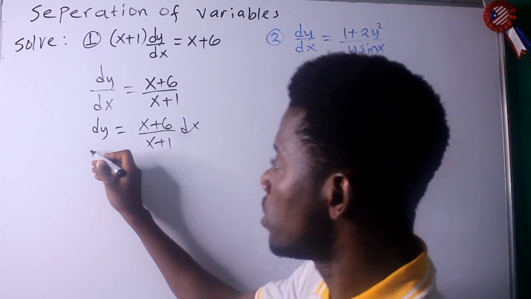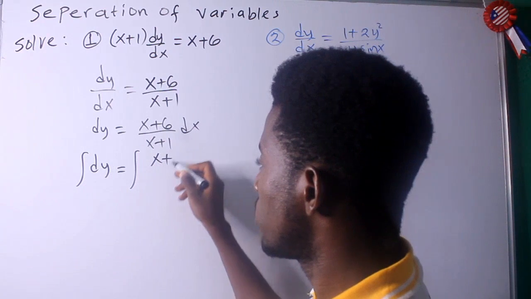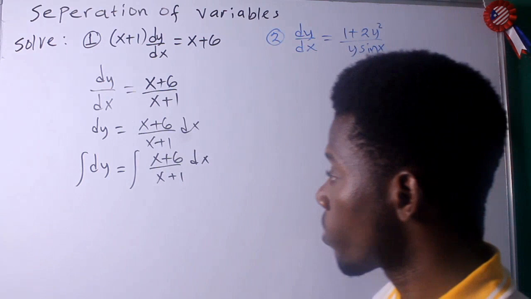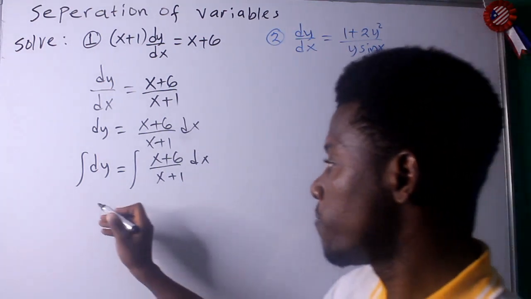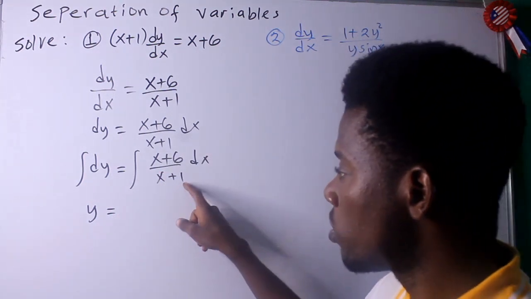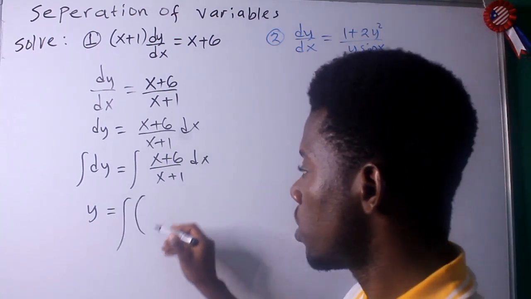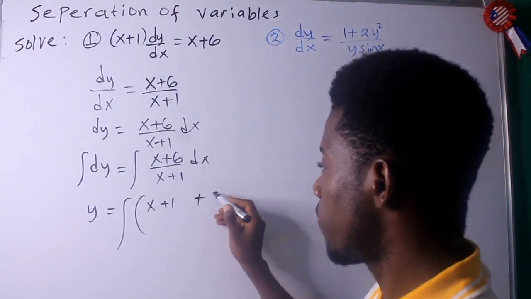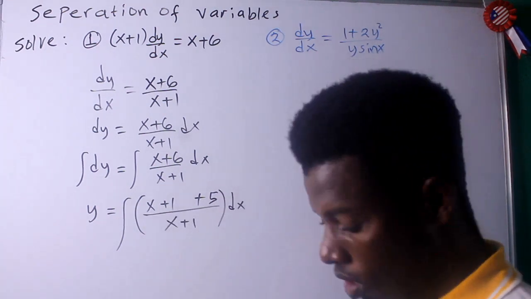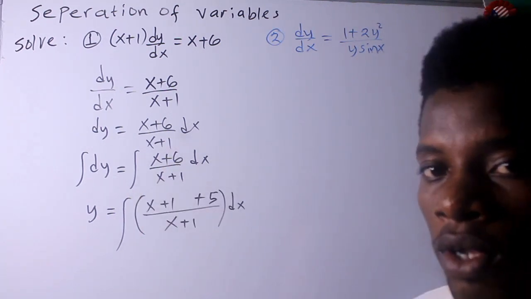So we have the integral of dy equals the integral of (x plus 6) all divided by (x plus 1) dx. Great. So the integral of dy is just y. So y equals, now for this side, we have an x plus 1 in the denominator. So I'm going to write x plus 6 as the integral of (x plus 1 plus 5) all divided by (x plus 1) dx. So 1 plus 5 gives you 6, so you have x plus 6 right up there.